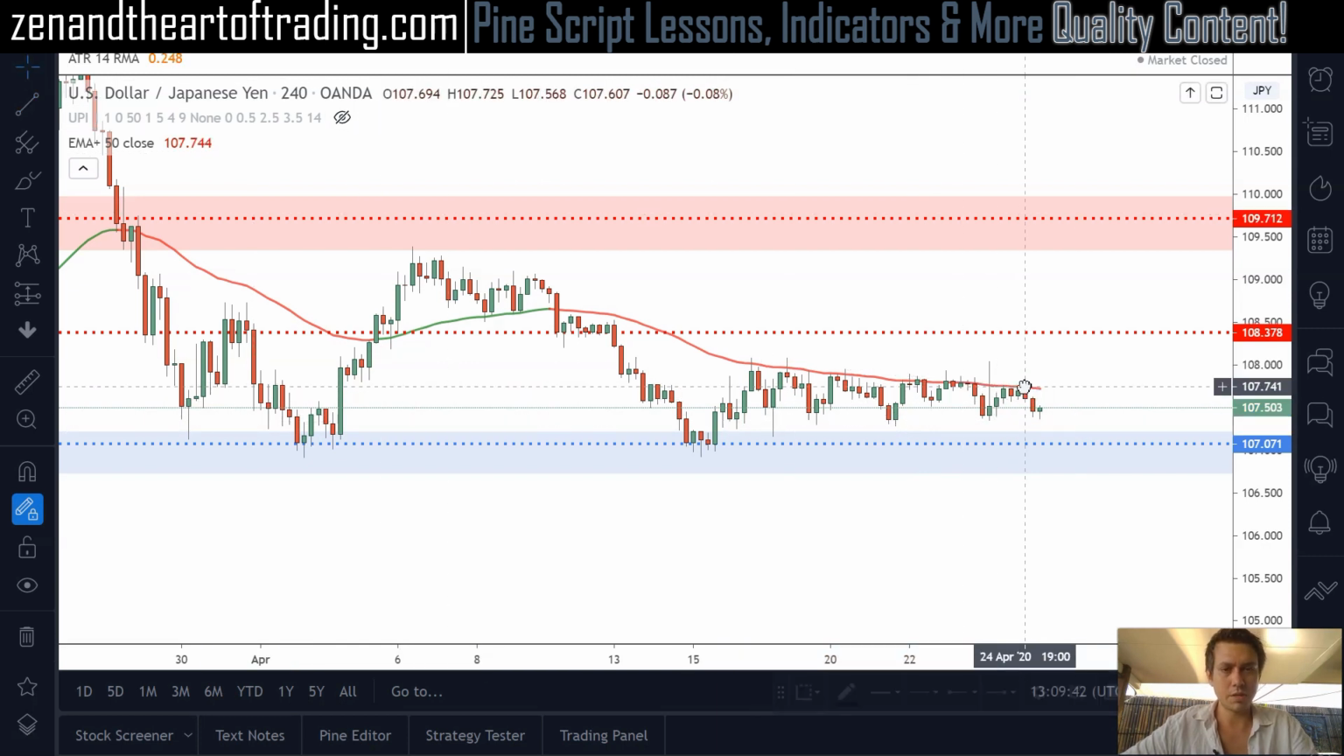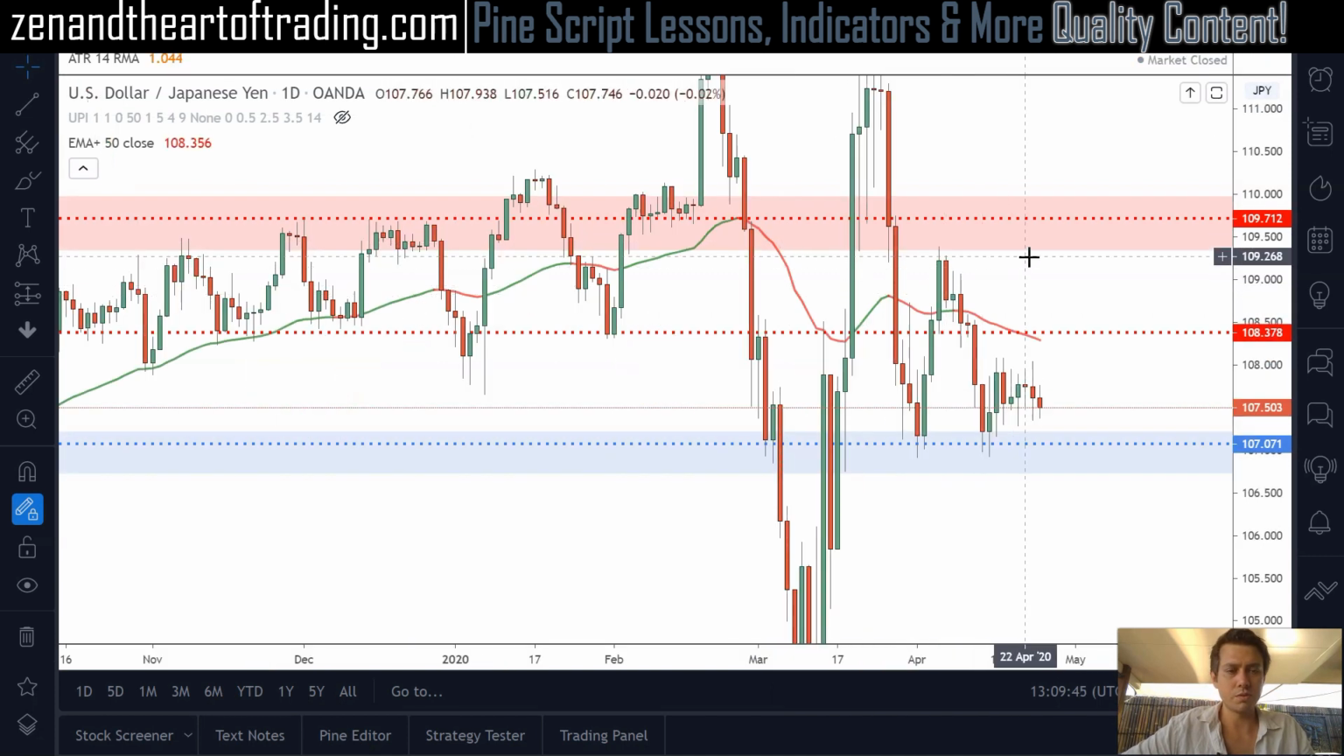And so that's it for dollar yen. And let's move on to the next currency pair.